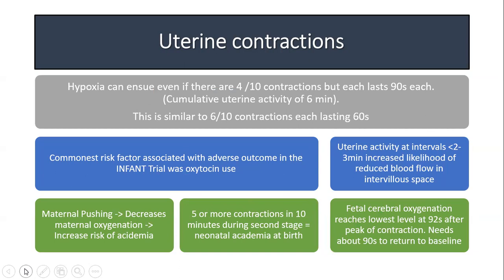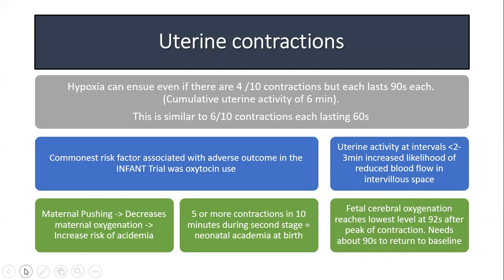Now, sometimes we just count the number of contractions and we make a mistake. So let's give an example here. Hypoxia can ensue even if you're having 4 in 10 contractions, if each one is lasting 90 seconds. So essentially over a 10-minute period, for 6 minutes, there was cumulative uterine activity. And this would be similar to having a 6 in 10 contractions, each lasting 60 seconds.